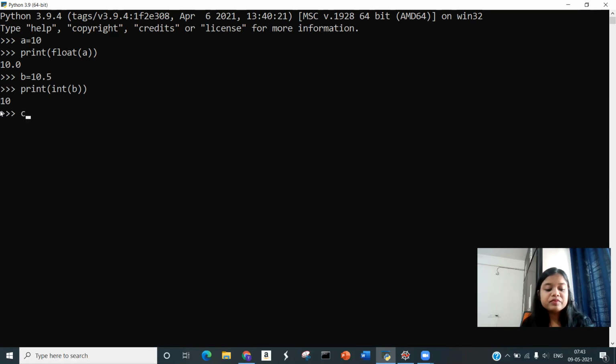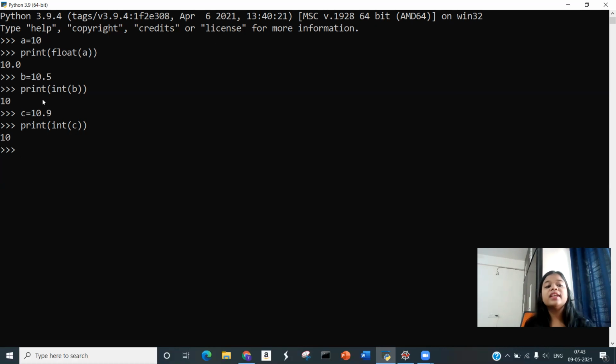Even if you give c equal to 10.9 and then you print int of c, it's still going to give you 10, because Python is not going to round up for you. What it does is just take the integer part of the floating number and print it as it is. It is not going to do anything extra for you.